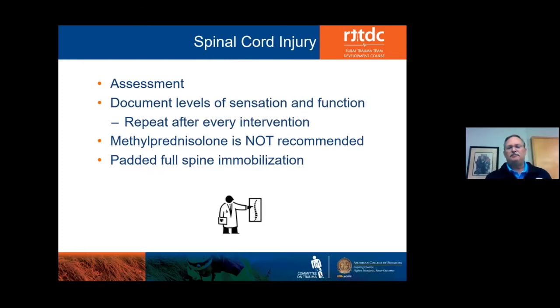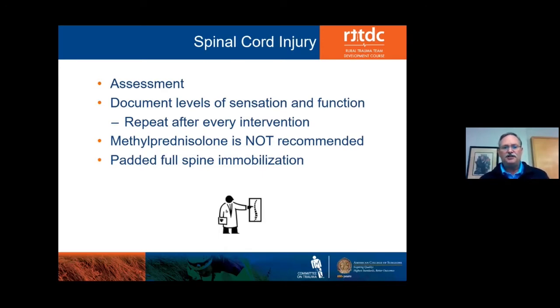So for the injuries, the most important thing is whether they're awake. Document the level of sensory and function. Anytime that you do any type of intervention, go back and reassess, and for any changes, make sure you assess that and notify the receiving trauma team. Steroids are not recommended for spinal cord injuries.